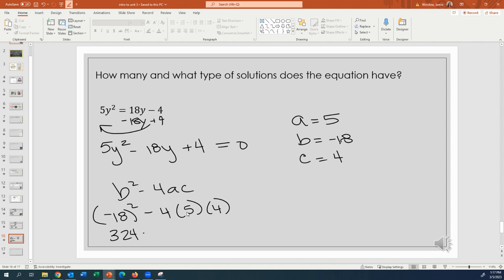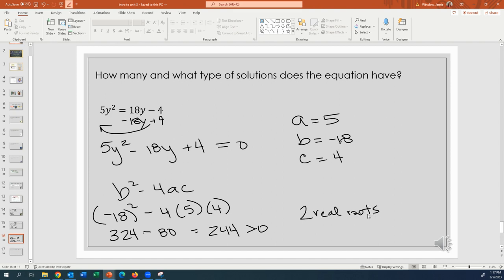And then we have 5 times 4 is 20, and 20 times 4 is 80. So minus 80. So we get 324 minus 80 is 244. 244 is greater than 0, so we're going to have 2 real roots.